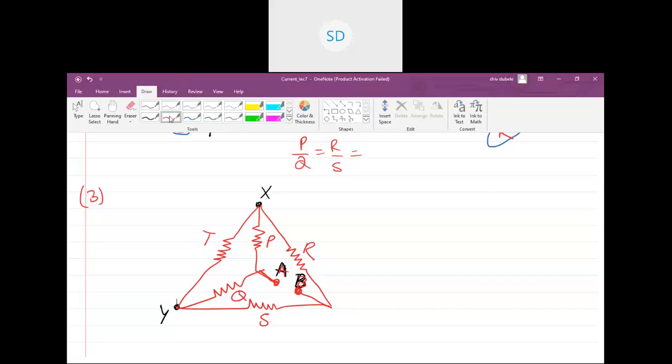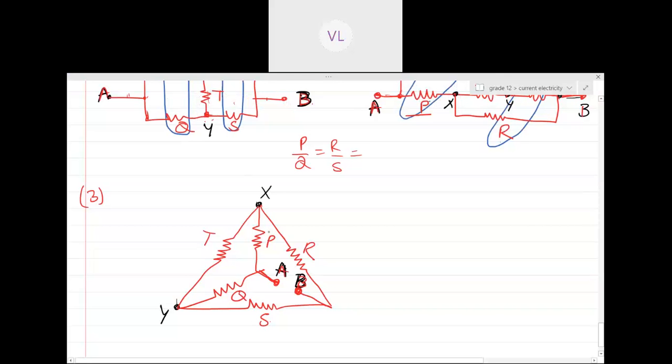Sorry, sir. Shiv's method. So P by Q and R by S. Is this clear, guys? Yes, sir. So these are your alternate circuits for Wheatstone bridge. Draw them all. Have you drawn them all? Yes, sir. Except this one, I think.